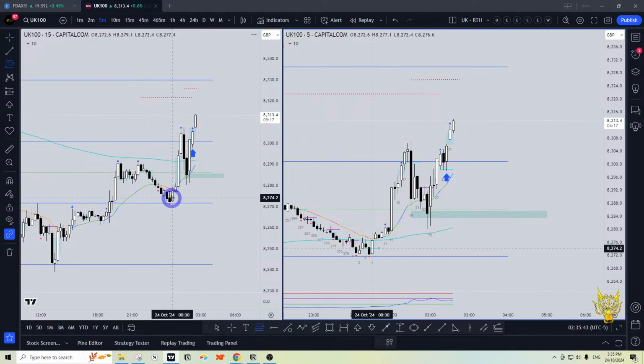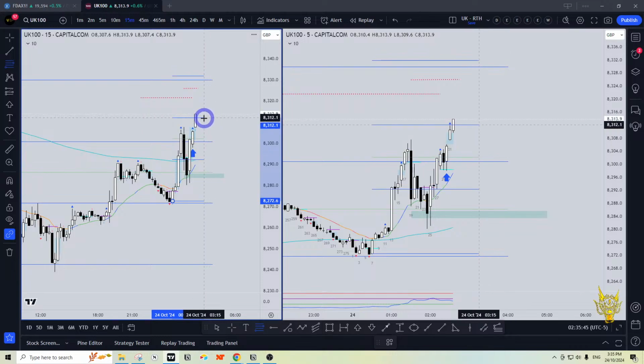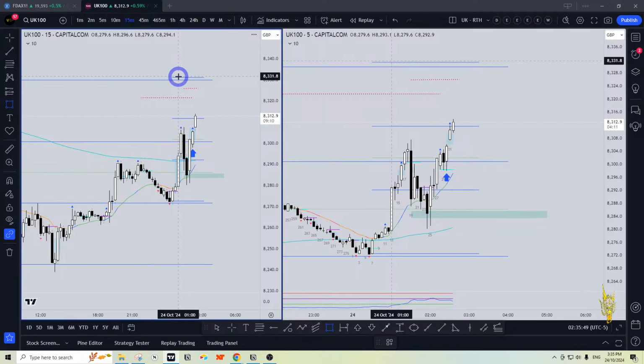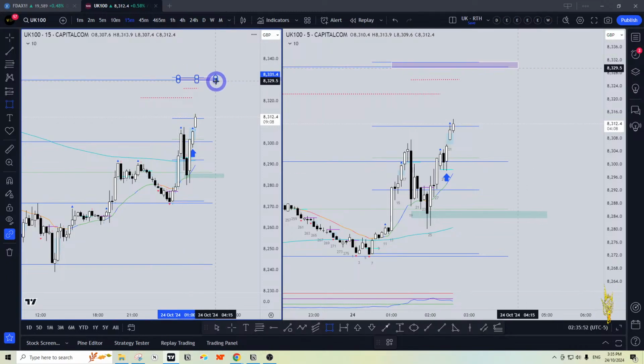If we took a target from the 15-minute chart, it looks like there's a range of things happening kind of around here.